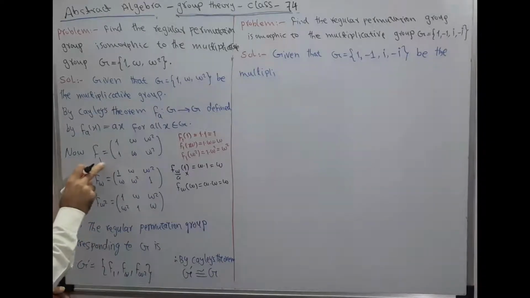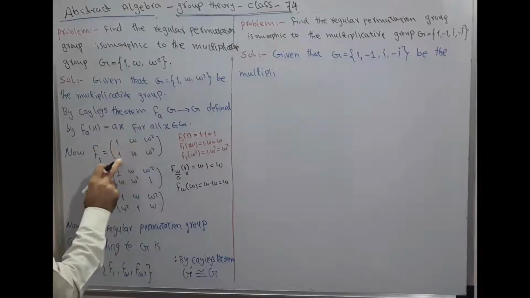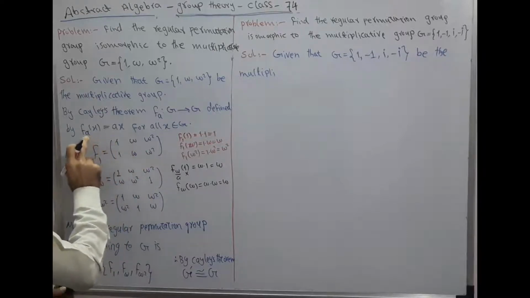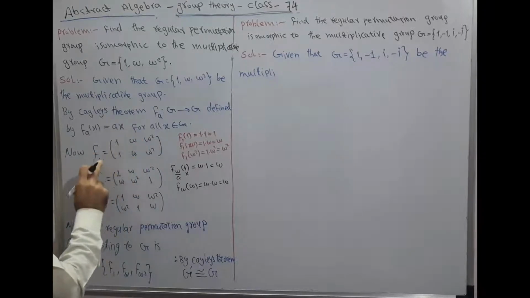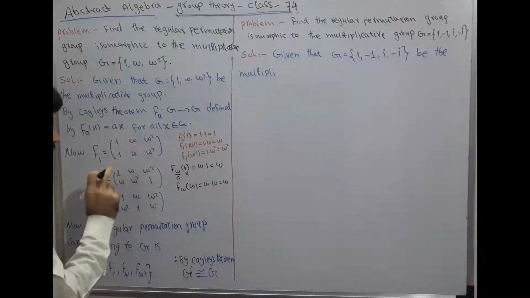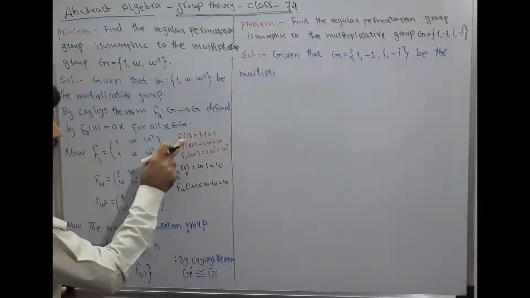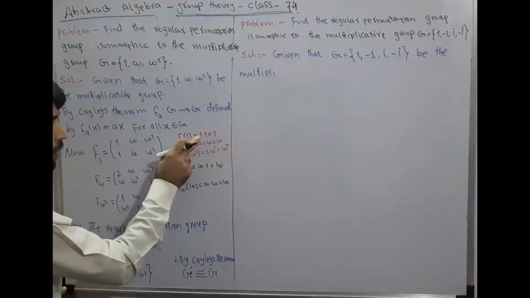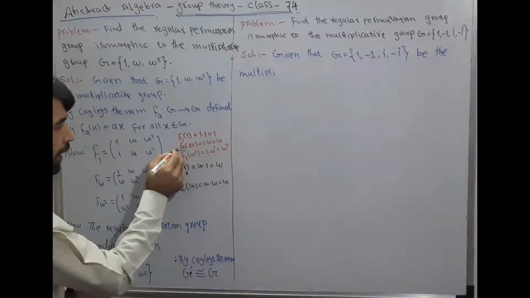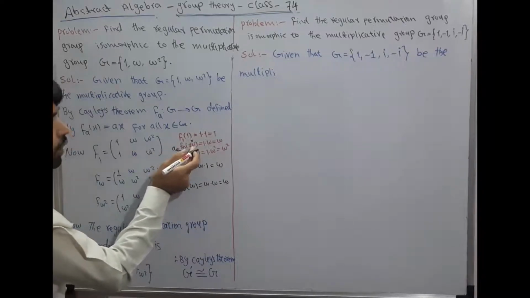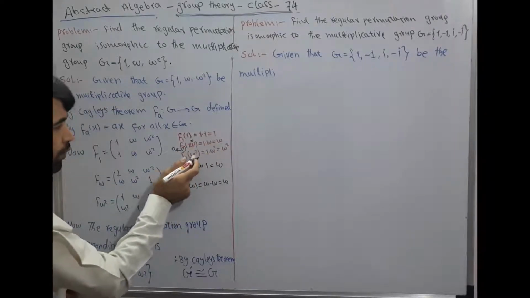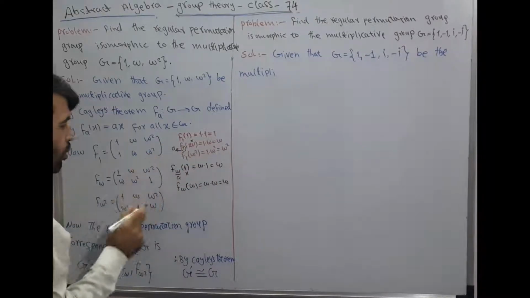Now G = {1, omega, omega square}. How can we find this? According to the definition, we use this formula. f_1(1) = 1 into 1 = 1. f_1(omega): here 1 is a and omega is x, a into x, so 1 into omega = omega. f_1(omega square) = 1 into omega square = omega square.